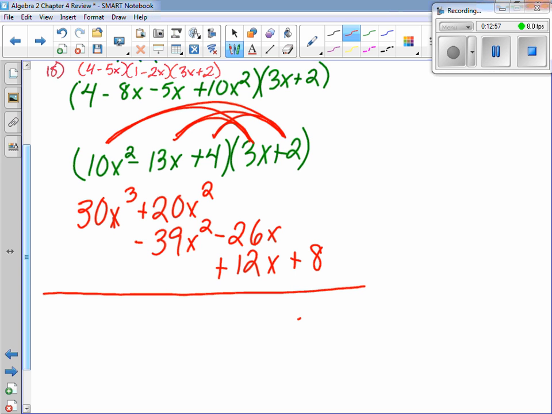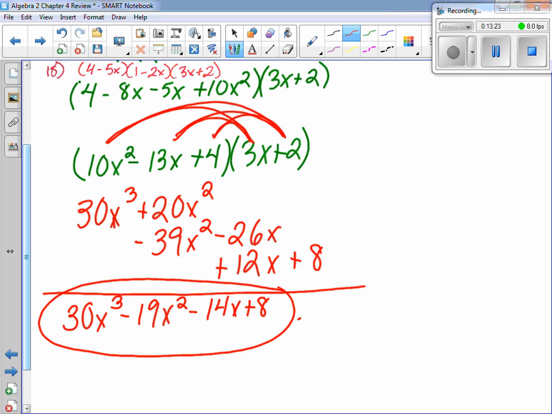And I do this here because now I can go straight down. We're just adding. There are no like terms with 30x cubed, so it's just 30x cubed. 20x squared minus 39x squared would be negative 19x squared. Negative 26x plus 12x would be negative 14x plus 8. And that's it.